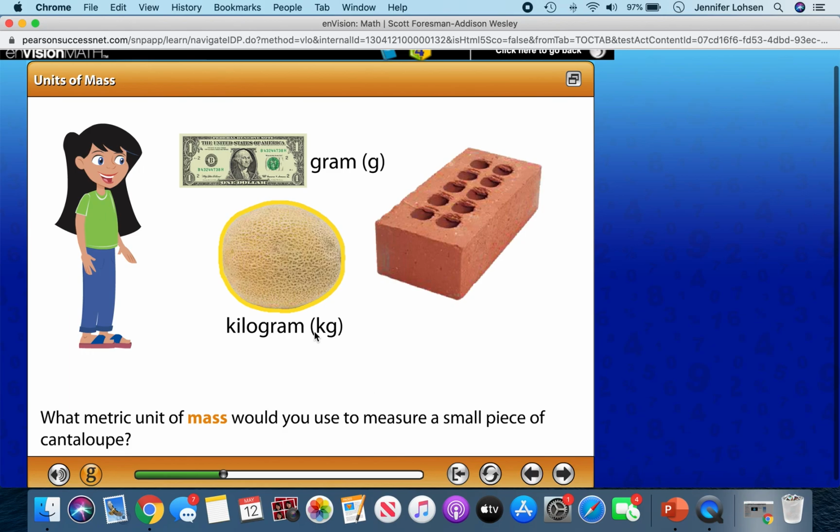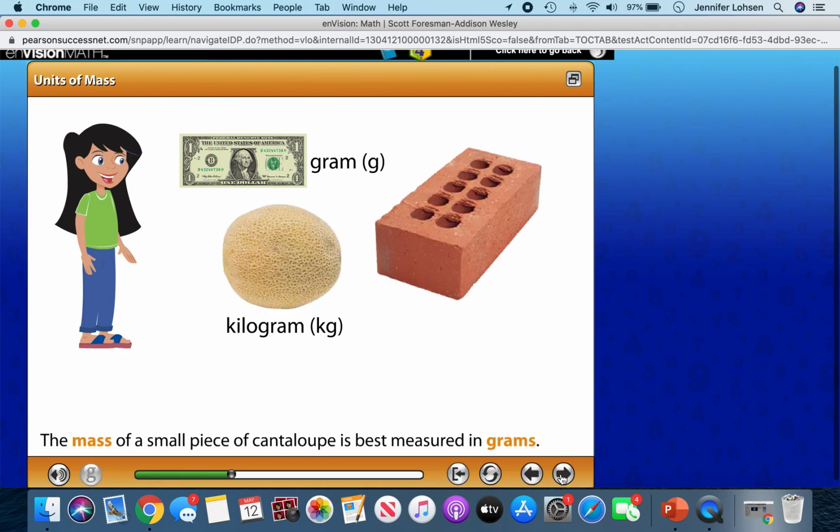If you're saying the gram, I agree with you. Now, the kilogram is not appropriate because the kilogram is the entire thing. And remember, when we're talking appropriate units of measurement, we want to go lower so that we get a more accurate estimation of the mass of a small piece.